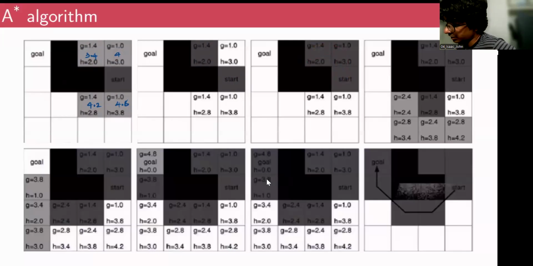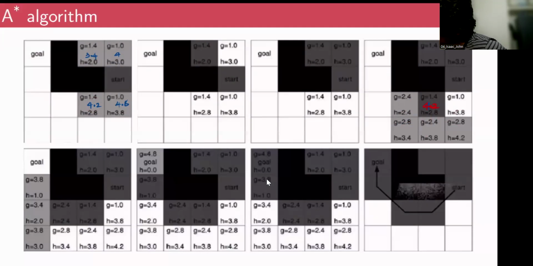Then what is the next possible? Then the next is this 4.2, right? The next possible path that seems to be of interest would be, yeah, I believe this 4.2, right? This one, 4.2. Then we explore all the neighboring points of 4.2, right? We explore this one, this one, this one, this one, this one. All these nodes we will explore.